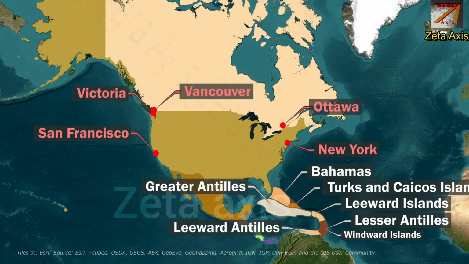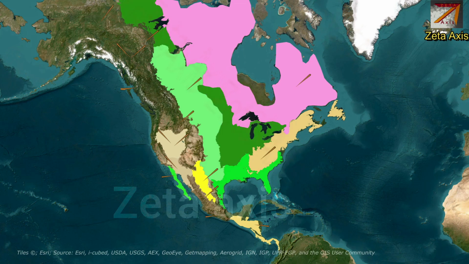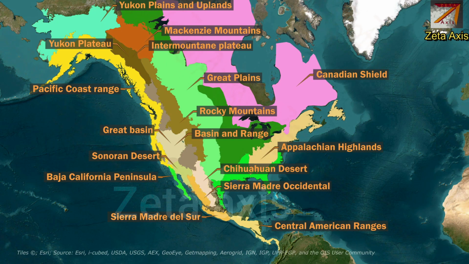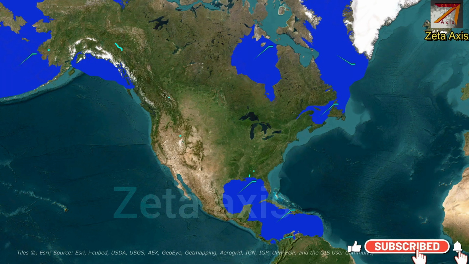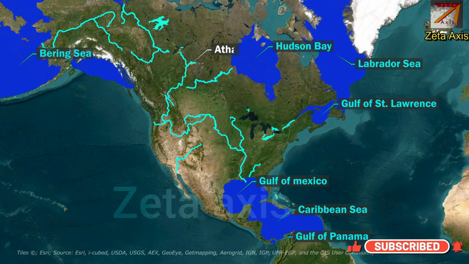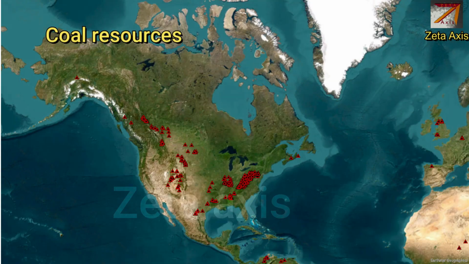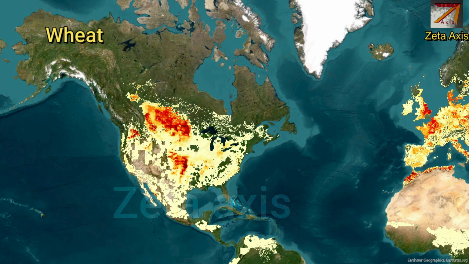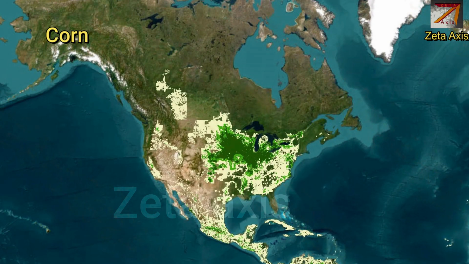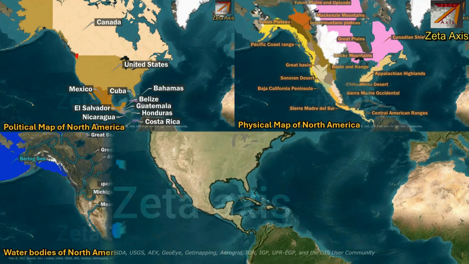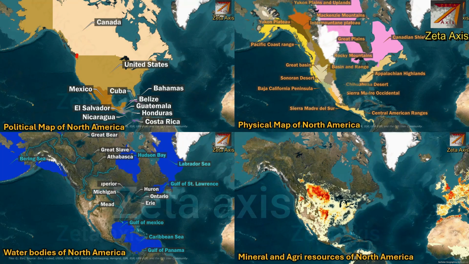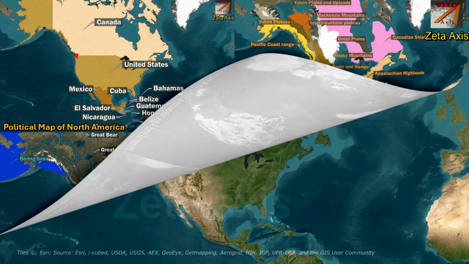In the second video, we have discussed the physiological characteristics of the North American continent, in which we covered mountains, plateaus and plain regions. In the third video, which is this video, we will discuss rivers, lakes, seas and gulfs of North America. And in the fourth video, we will discuss important minerals and agricultural crops of North America. So do watch all of these videos for a greater understanding of mapping of the North American continent.